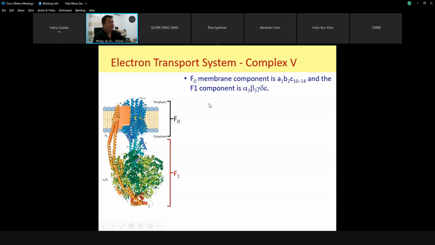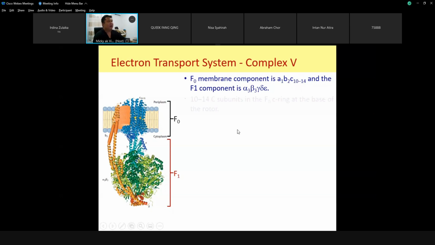Okay, apa maksud dia? Maksud dia C10 to 14 adalah, if you look at this ribbon, okay, in some animal dia ada 10 ribbon. Okay, in some organism dia ada 14 ribbon. So basically, when you look at this one, okay, this is 1, 2, 3, 4, 5. Kamu kira lah. Okay, it depends. Some organism dia ada 10, some organism dia ada 14. Okay, jadi this is the F naught.